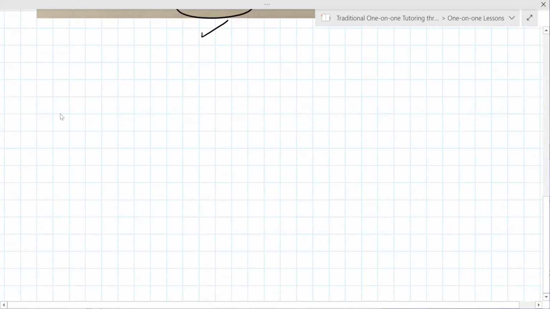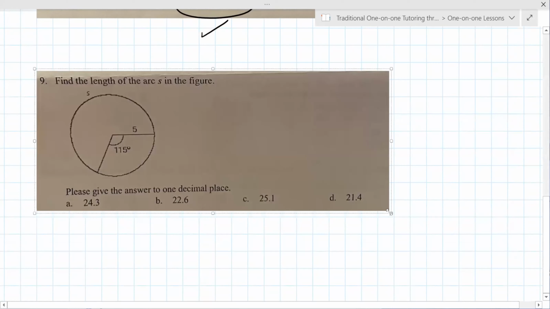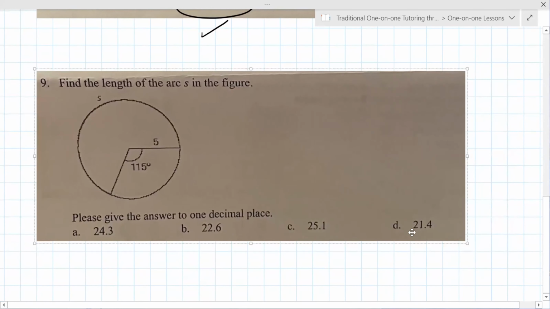All right. So yeah, this one's weird in that you actually want this other arc, not the little one. So you actually need this angle over here. It's 360 minus 115, which is 245.